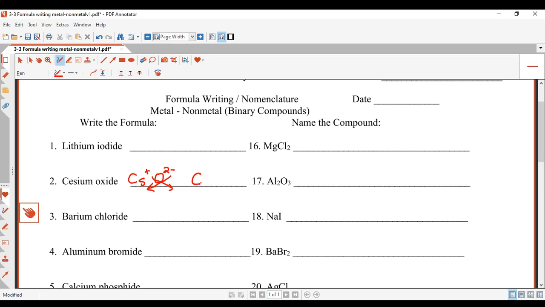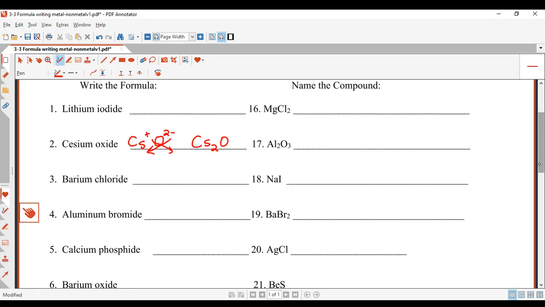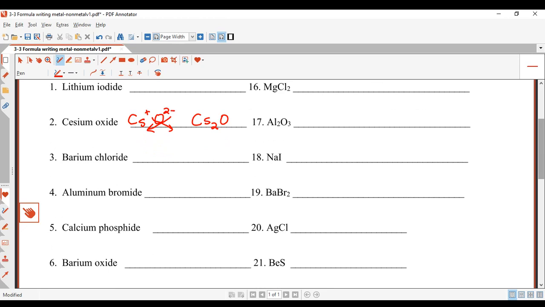So this will become Cs2O. Now, if these were not a lowest whole number ratio, we would have to simplify that. Let's go down and do another one. And you notice here, I do not write a 1, and 1 is understood. So let's do another one.